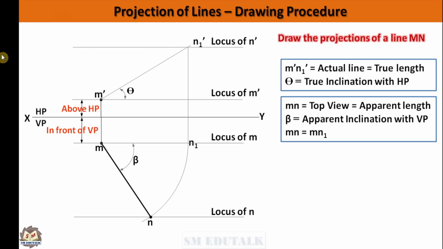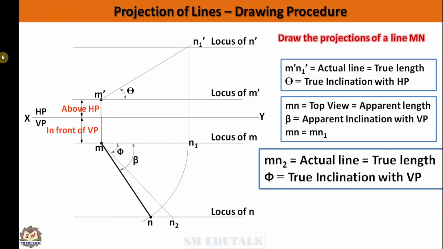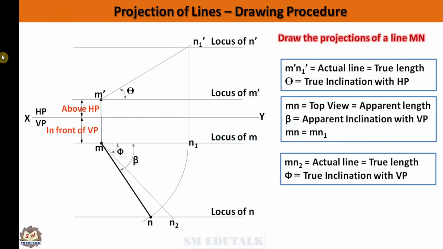So an inclined true length line should be drawn to connect the two locus lines situated below the XY line. It is named as MN2. It makes a true inclination with VP phi. The point N2 is projected to the locus of M dash vertically upward. It is intersected with the locus at N2 dash. An arc should be drawn with M dash as center and M dash N2 dash as radius to cut the locus of N dash that creates an intersecting point N dash.